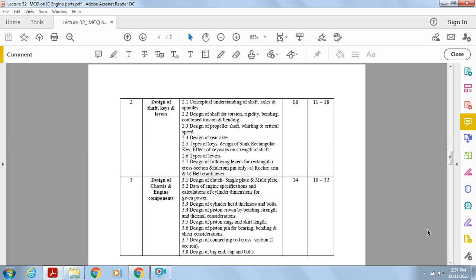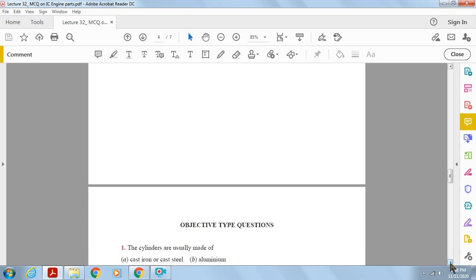As you know, all the engine components such as the clutch, the engine cylinder, the cylinder crown or piston head, piston ring, piston skirt, and finally the connecting rod part, I have already covered so far. So today mostly I shall discuss the important objective questions, MCQ based, from the different components of IC engine. Let us start with those MCQ based objective questions.